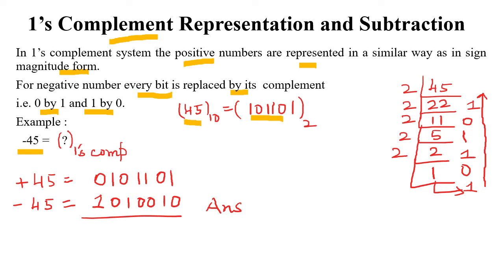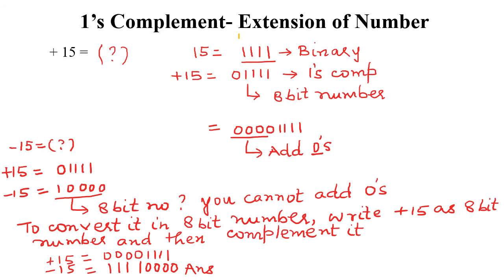So it is equal to 101101 in binary. Now to represent plus 45, we add a sign bit 0 in front of the magnitude 101101. So this is plus 45. To find minus 45 in one's complement, complement each and every bit of plus 45, that is convert 1 to 0, 0 to 1, again 1 to 0, 1 to 0, 0 to 1, 1 to 0 and 0 to 1.